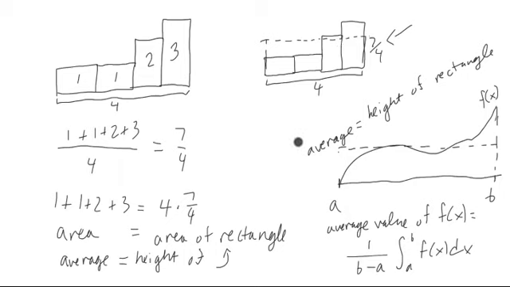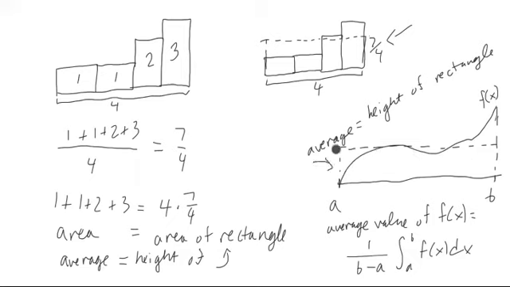So we can apply the same idea to functions. Namely, if we have a function and we want to find the average y value of the function, we think about the average visually as being a height such that the rectangle up to that height over that interval has the same area as the area under the curve. How do we find that average height?